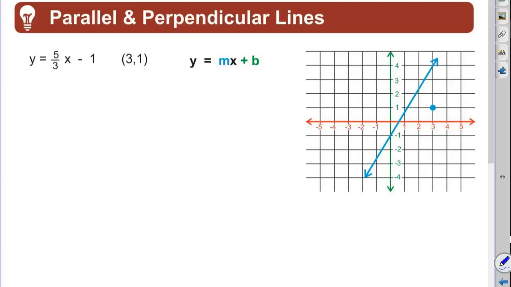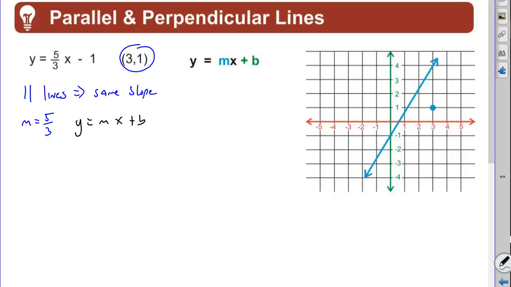So let's go ahead and do parallel first. So remember, when you talk about parallel lines, you're talking about the same slope. Same slope. So therefore, I know that the slope of my line that's parallel is 5/3. Now again, remember, whenever you have the slope and a point, you can find the y-intercept, point slope form, or you can use y equals mx plus b. Use the x-coordinate and the y-coordinate of a given point. So y is 1, m is 5/3, x is 3, plus b. So add a -5 to both sides, and -4 equals b.